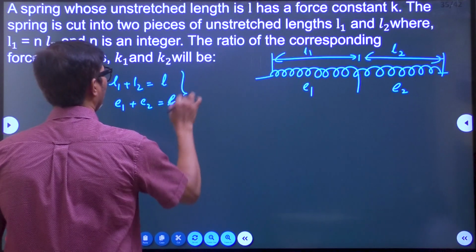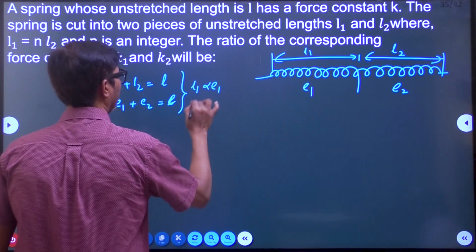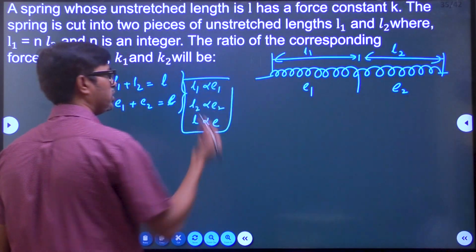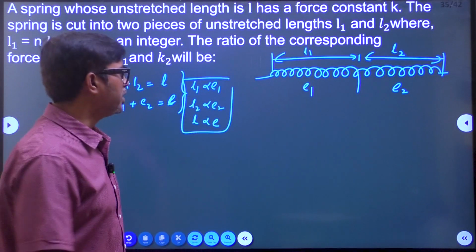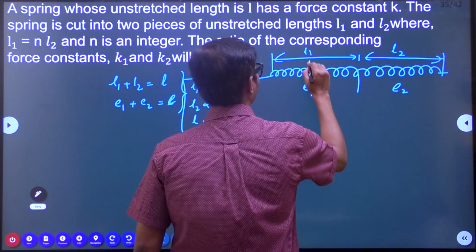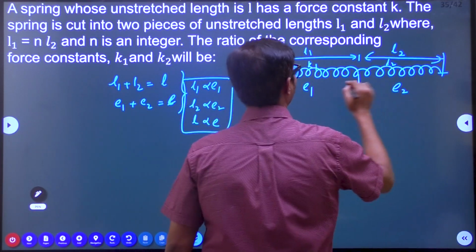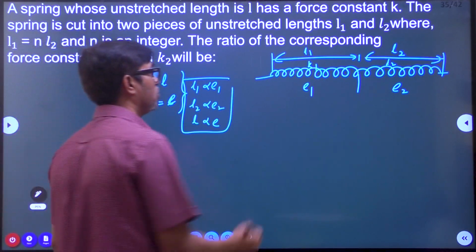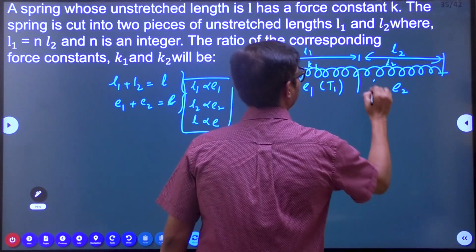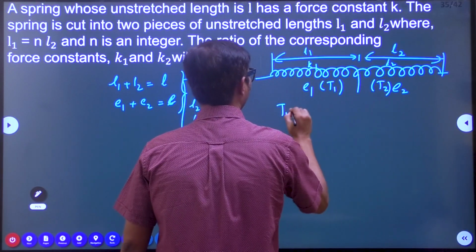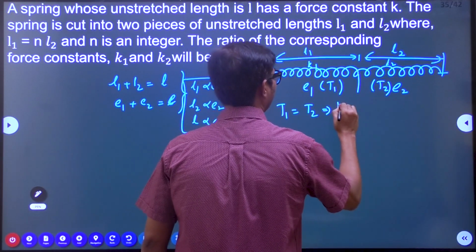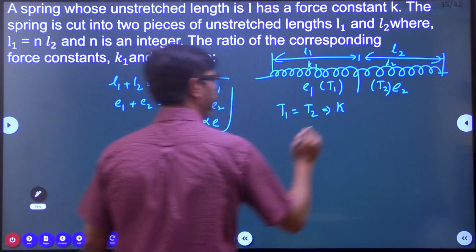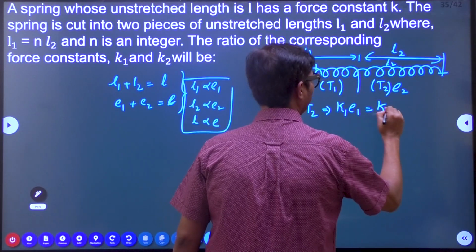Now you see that L1 is proportional to E1, L2 proportional to E2, L proportional to E. The more the length, the more the elongation. You have more rings. Because these two springs, let's say spring 1 has spring constant K1 and this is spring 2, are connected in series, whenever springs are connected in series, tension has to be the same. So whatever tension you have here, T1, the tension here has to be the same. So T1 equals T2. That means K1 E1 must be equal to K2 E2.